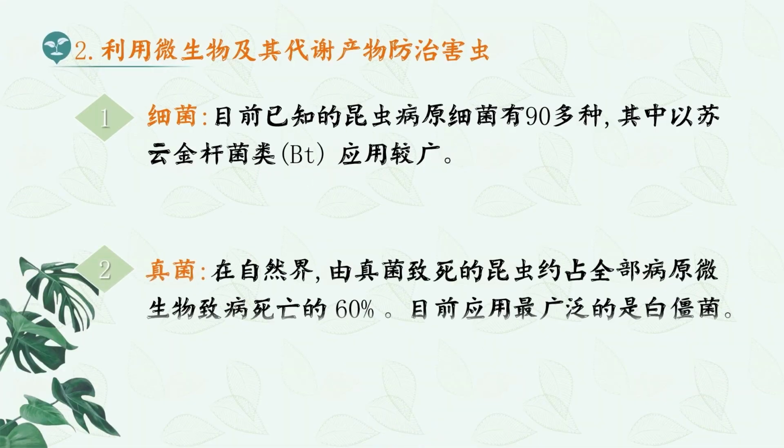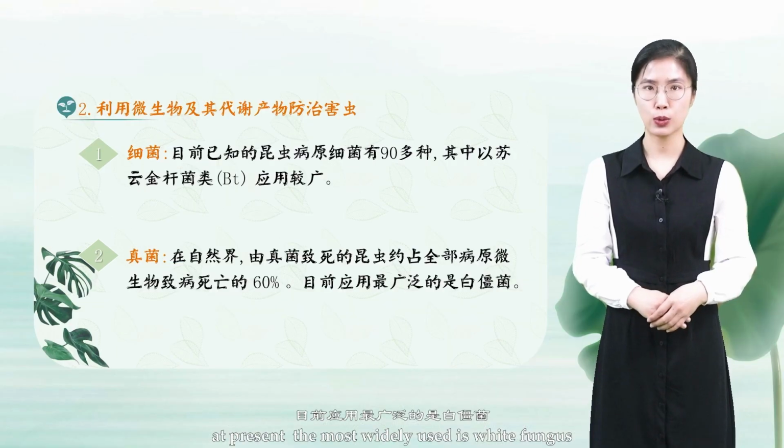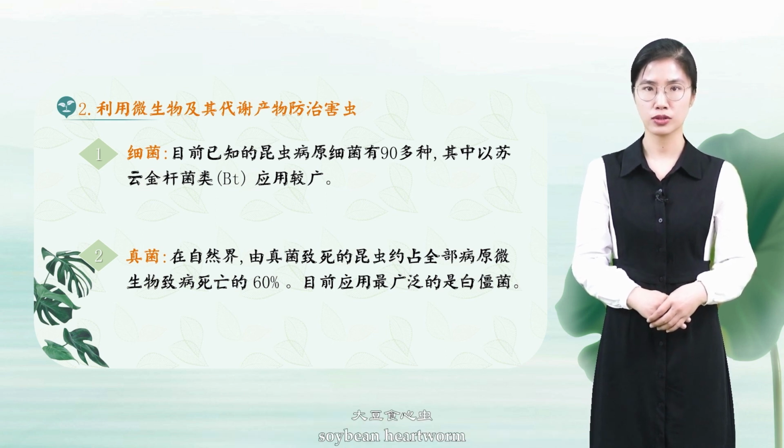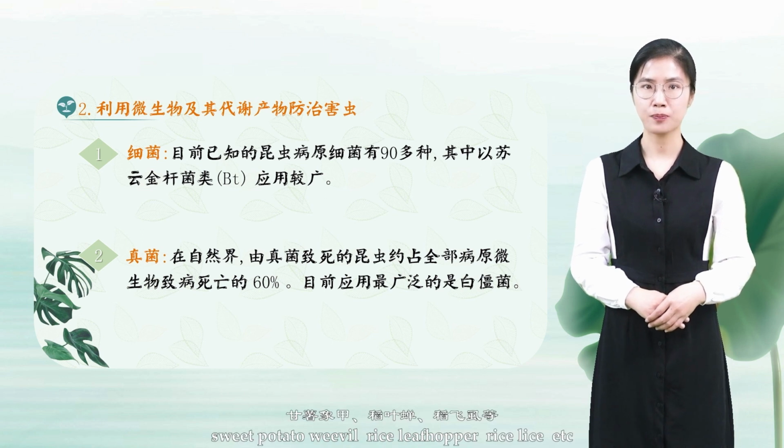2. Fungi. Insects killed by fungi account for about 60% of all pathogenic microbial mortality in nature. At present, the most widely used is white muscardine fungus, mainly used to control corn borer, pine caterpillar, soybean heart worm, sweet potato weevil, rice leafhopper, rice lice, etc.